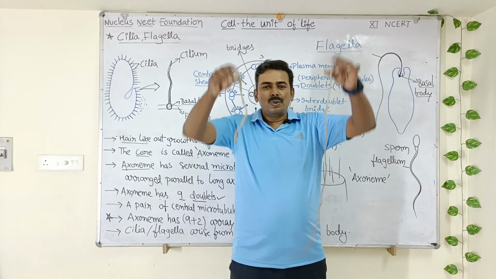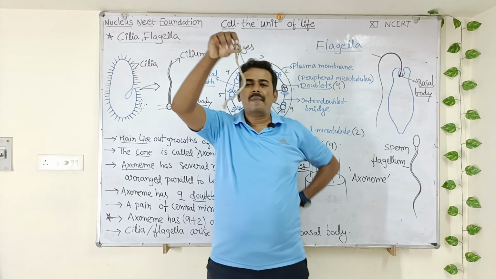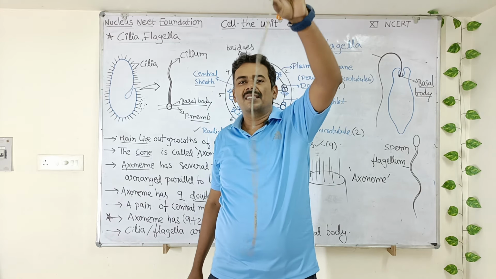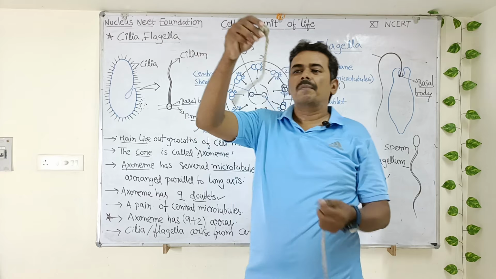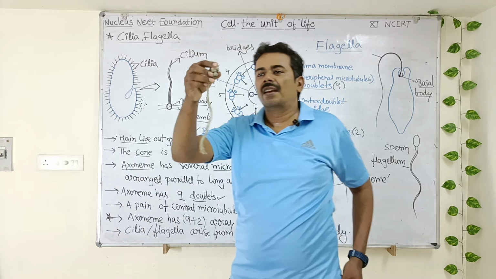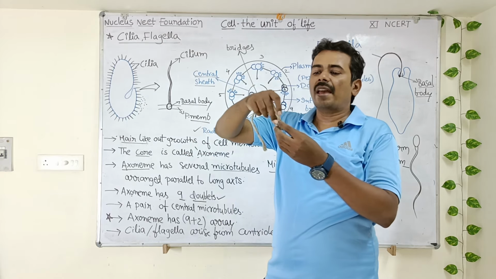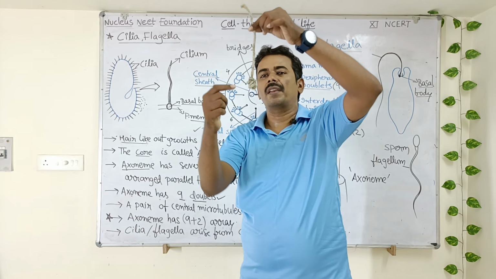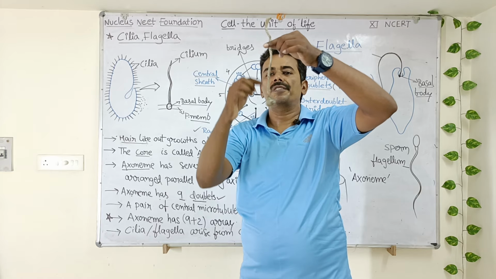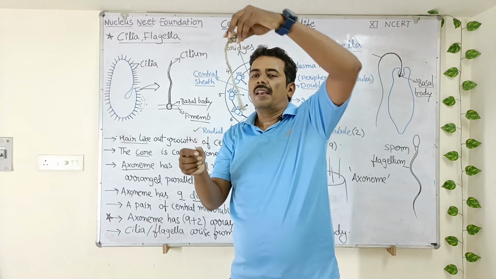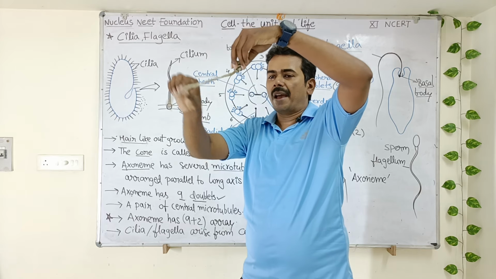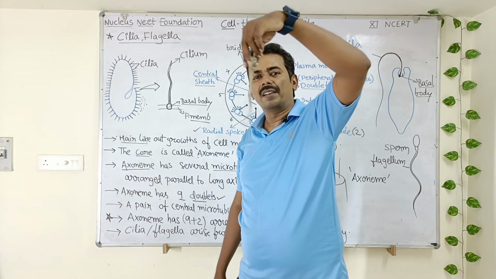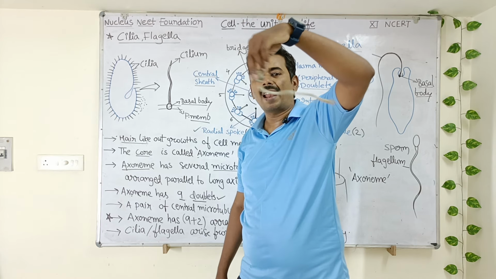Students, I have prepared 2 ropes. Imagine that this is a cilium. Okay. And what is this? Flagellum. Okay. A cilium is a short hair-like structure that arises from centriole-like basal body, which you can see here. Imagine that this is centriole-like basal body. This is the cilium. Then how does it move? A cilium moves forward and backward like this. This is called ciliary movement or lashing movement.